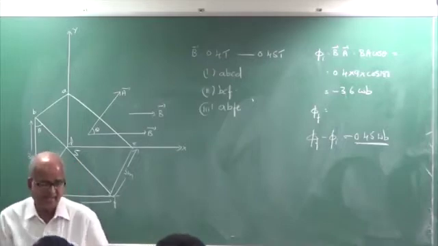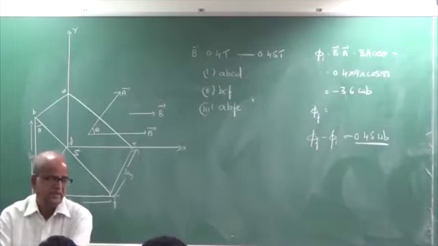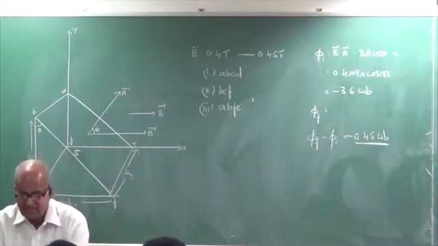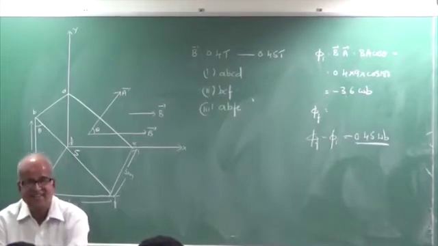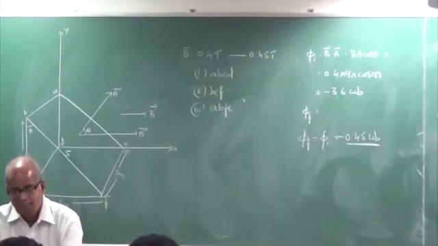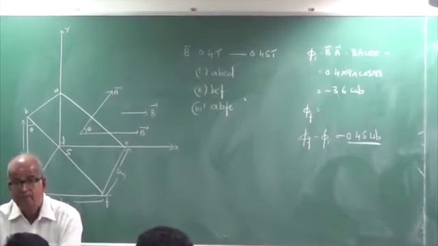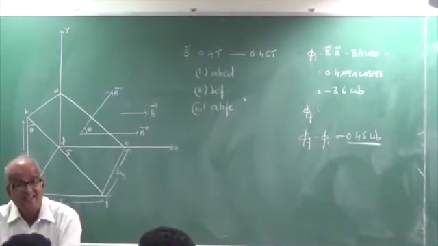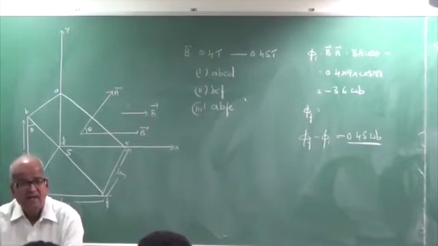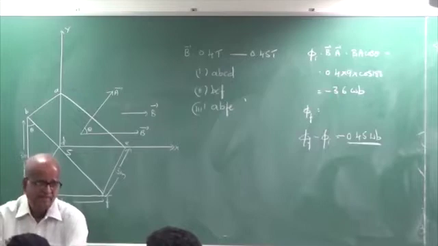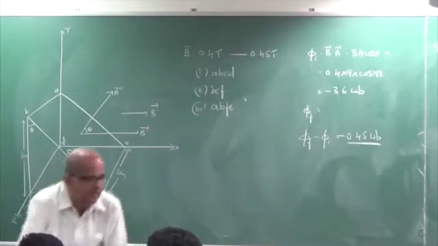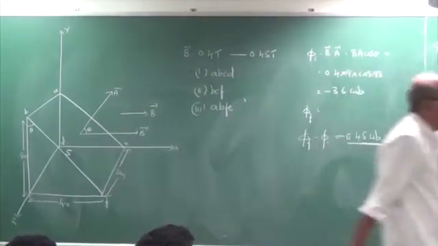What is the direction of the induced current in the coil? First, tell me how to find the flux in the coil. Flux through this coil, how do you get?